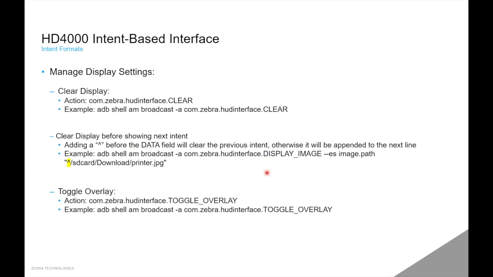That will clear the previous view that's shown on the HUD, and then it will replace it with this new intent. Otherwise, it will be appended just below the last data that you sent. An example of that would be here. I put the caret before the data, which in this case is the image file path. This is the same procedure, be it text, gym, or image. Just make sure that the caret is the first thing that you get.